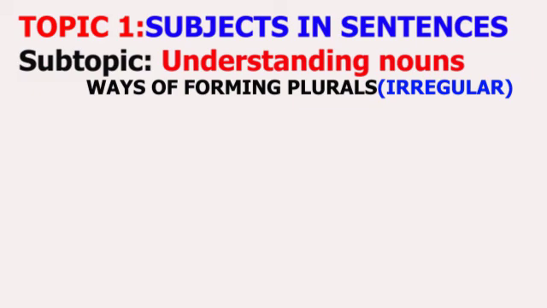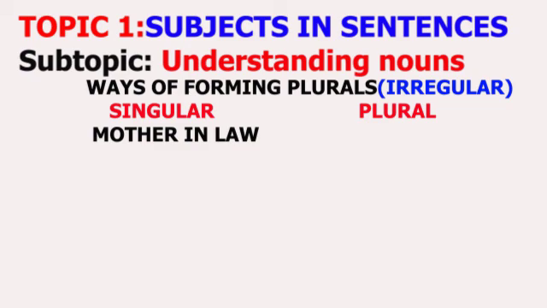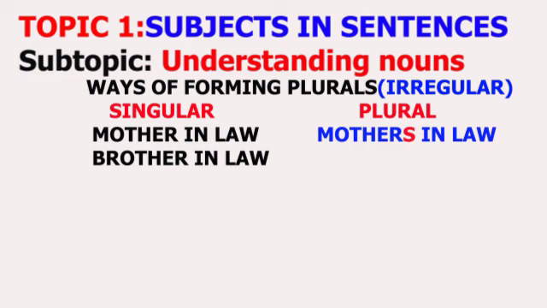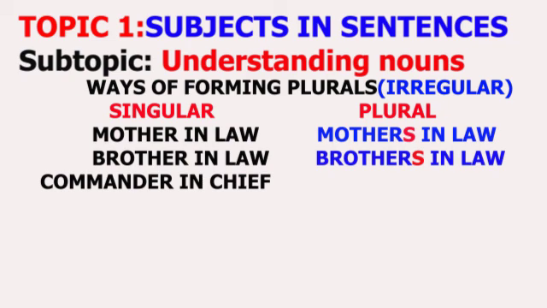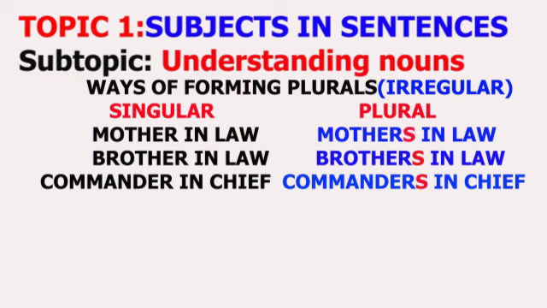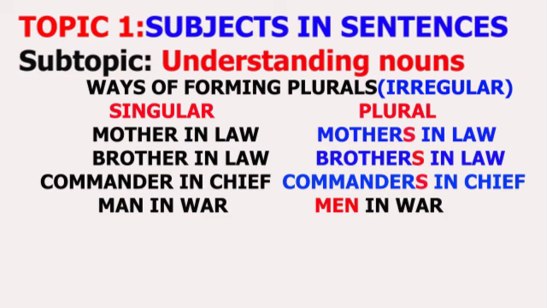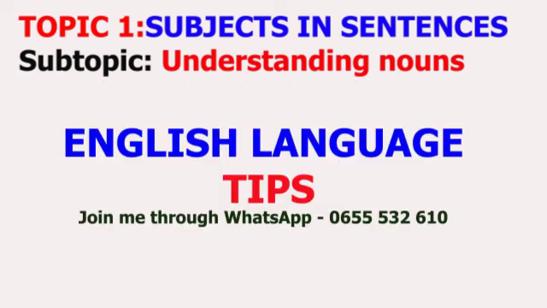For example, the word mother-in-law. If it is one, we say mother-in-law, but if they are many, we say mothers-in-law. So we are just adding s to the first word or the head word of that compound word. If it is, for example, brother-in-law, the plural form is going to be brothers-in-law. If it is commander-in-chief, the plural form is going to be commanders-in-chief. Or if we were saying man-of-war, okay, the plural form is going to be men-of-war.